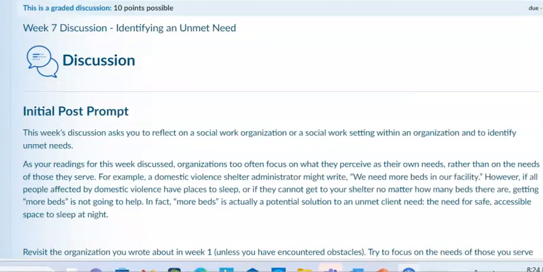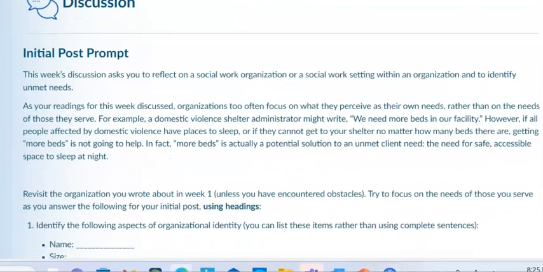The activity for this week is as follows, and it's around identifying an unmet need. So each of you is going to be assigned a partner. Please excuse the fact that I have not made that assignment already. I will be doing so this evening. So your only work with that partner is the person that you will respond to in your response. So this week's discussion asks you to reflect on a social work organization or a social work setting within an organization and to identify unmet needs.